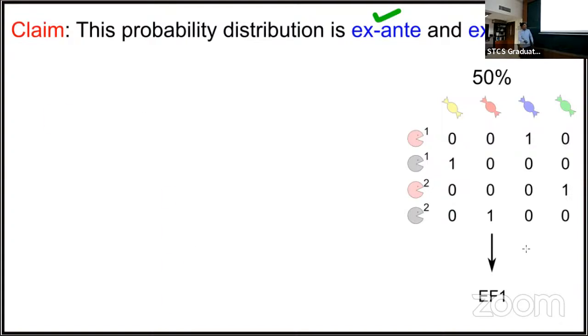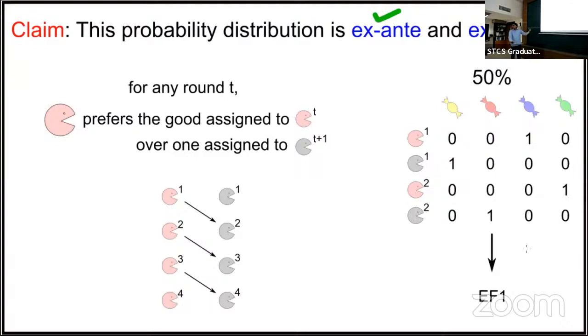So more specifically, for any round t of the eating algorithm, by round I mean the time window, the first minute, second minute, and so on, you can show that for any agent, let's say the red agent, the good that it is assigned at time t, it prefers over the good assigned to anyone else in a future round. And this is exactly because these numbers are in the support of the eating allocation. So that tells you something about the eating preferences from which you can infer the allocation.